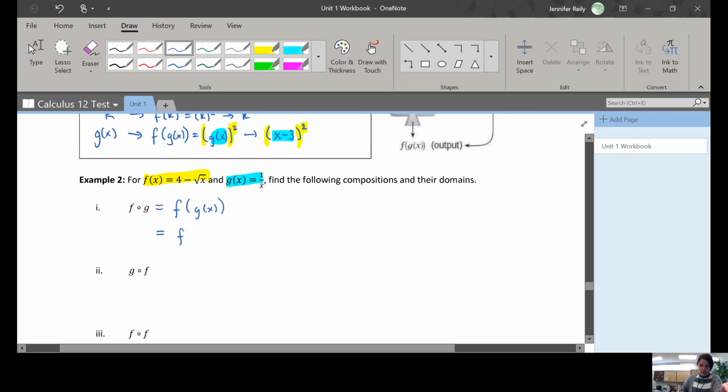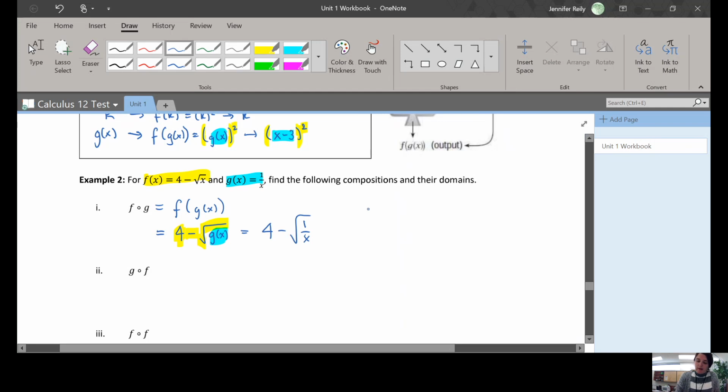So f of x is 4 minus root, and then where the x is, we're going to put our g of x. This is the function f of x, and where the input goes, we'll put the function g of x. So it'd be 4 minus square root of 1 over x. So that's it. That is the combined function.